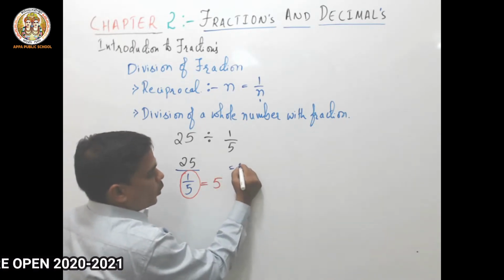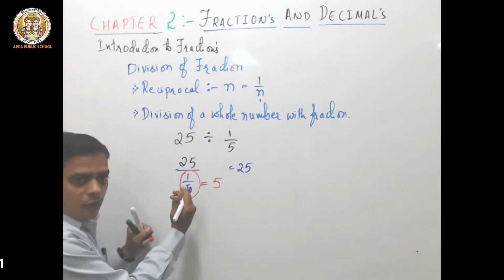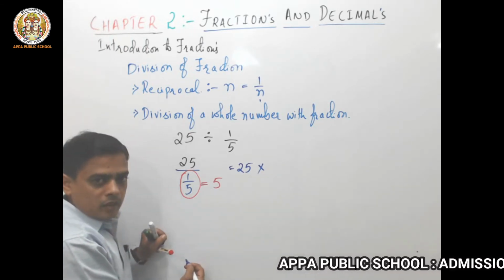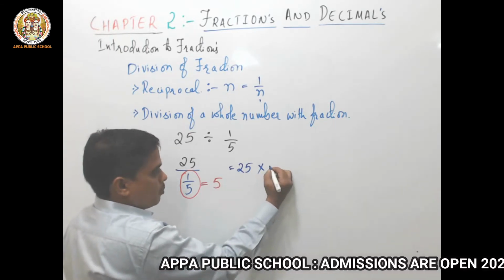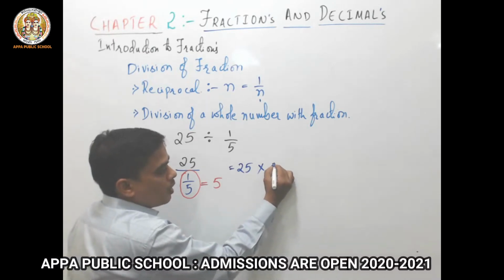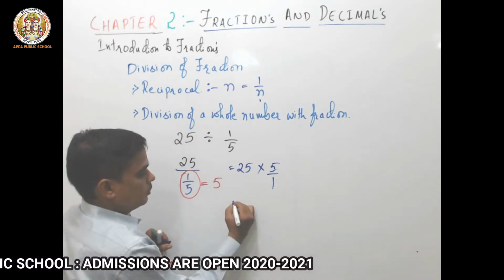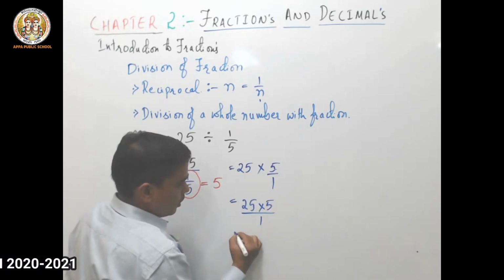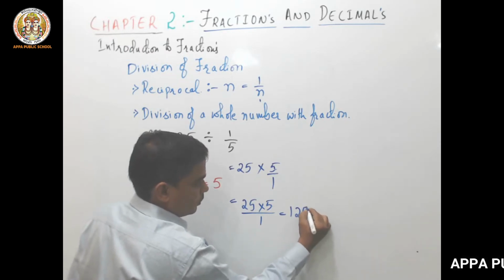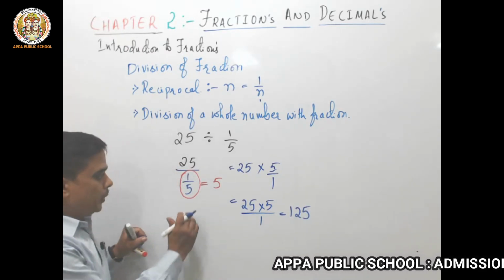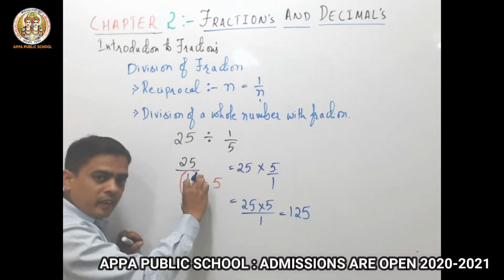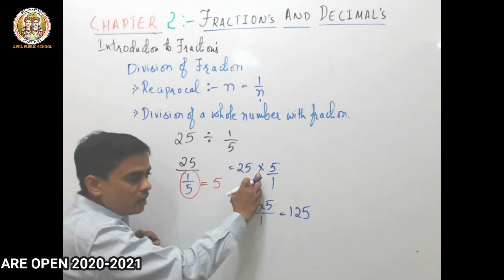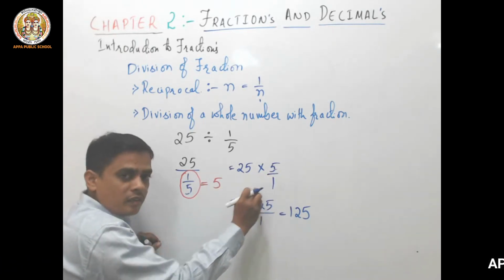So I will write 25 as it is. If you are taking the reciprocal of 1 by 5 for this division, you have to take it as multiplication. The reciprocal of 1 by 5 will be 5 by 1. Okay, next. That is equal to 25 into 5 divided by 1, that is equal to 125. The answer is 125. Please keep in mind that if it is 1 by 5, this division is converted into multiplication and you write its reciprocal, 1 by 5, as 5 by 1.